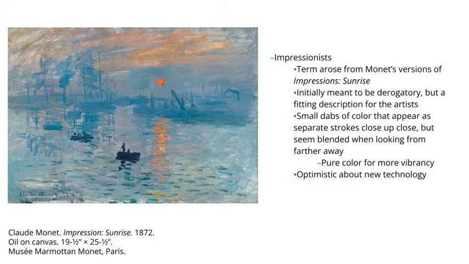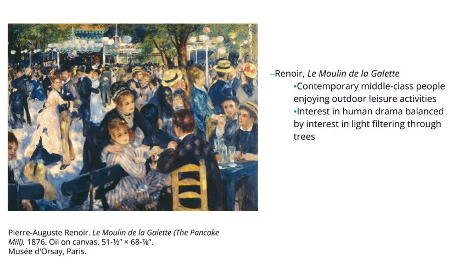And because of this, they were able to use more pure, vibrant colors than they would have to if they were actually blending all of these strokes together, because the optical blending that you get from stepping farther away does that for you. So we start to see more excitingly vivid colors. Also, they were definitely optimistic about new technology, specifically about photography and how that would free them from the previous norms of painting. Another Impressionist to know is Renoir.